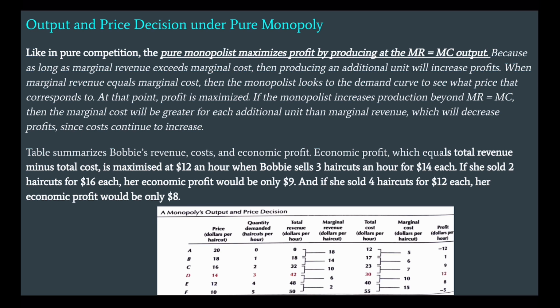The table summarizes Bobby's revenue, costs, and economic profit. Economic profit, which equals total revenue minus total cost, is maximized at $12 an hour when Bobby sells 3 haircuts an hour for $14 each. If she sold 2 haircuts for $16 each, her economic profit would be only $9. And if she sold 4 haircuts for $12 each, her economic profit would be only $8.